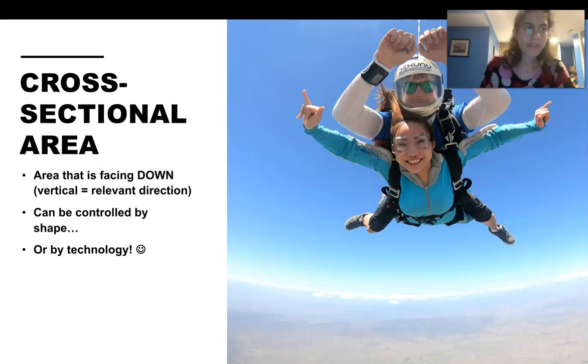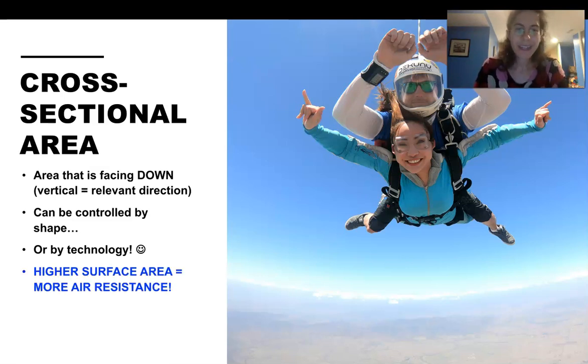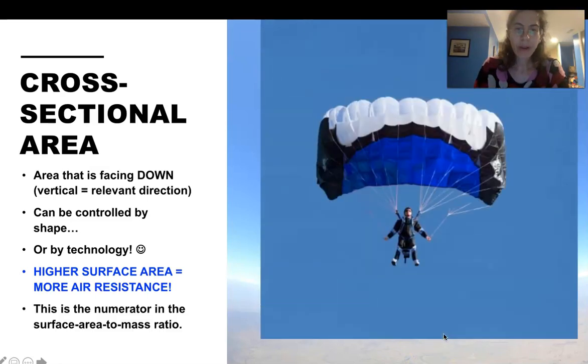Pause and think for a minute. If you wanted to control your cross-sectional area in order to fall a lot more slowly, not slow down, but never pick up that much speed to begin with, what would you wear? Press play when you're ready. That's right, you would wear a parachute.